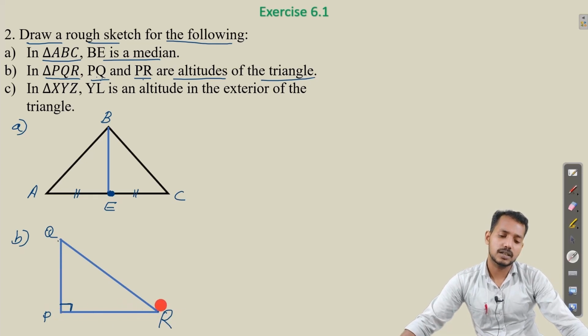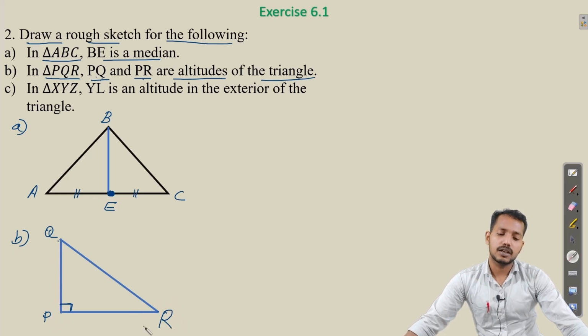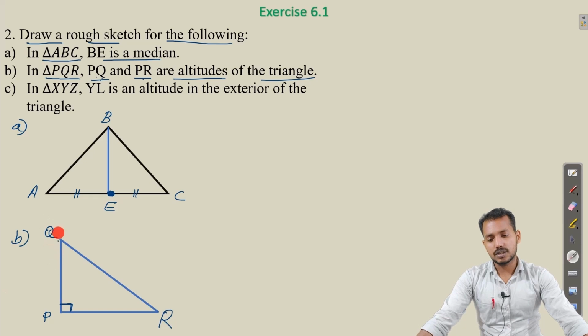Similarly, if we consider a line drawn from the vertex R to QP, it makes 90 degrees. This line makes 90 degrees with the base. Therefore, PR or RP, in any name we can call, is the altitude with the base QP. That means these two sides of the triangle, PQ and PR, become the altitudes of the triangle.